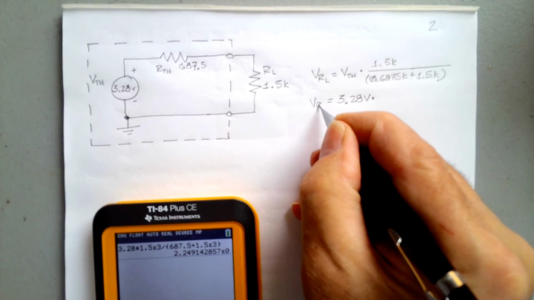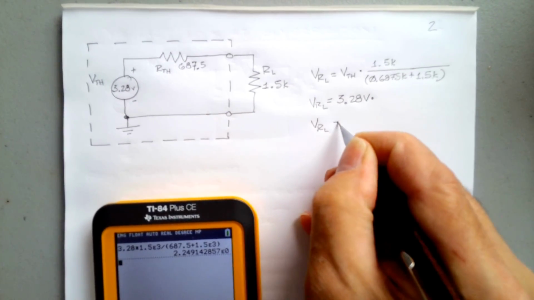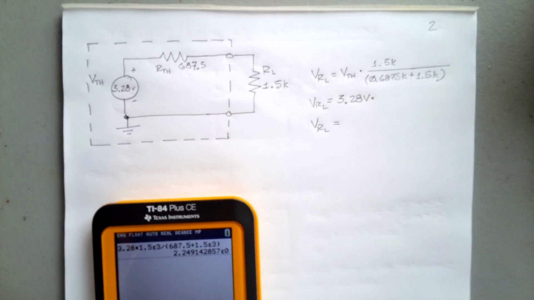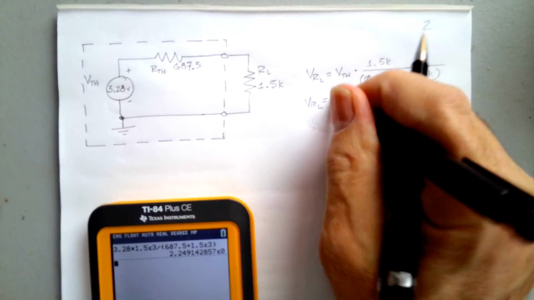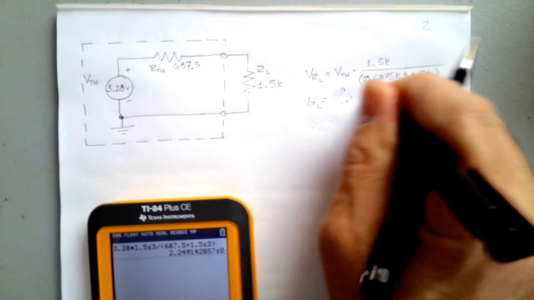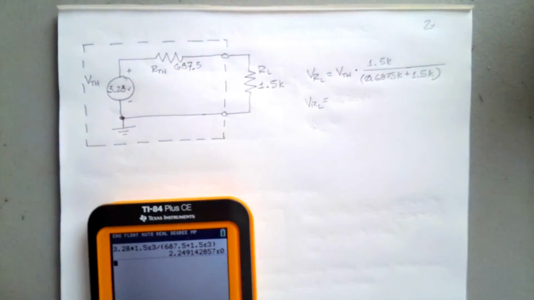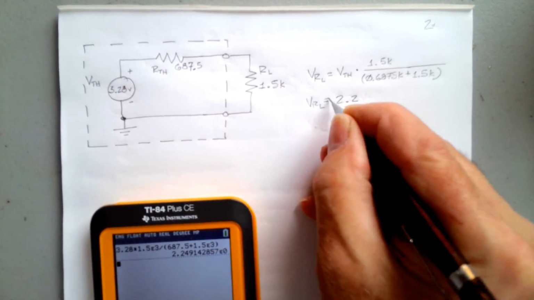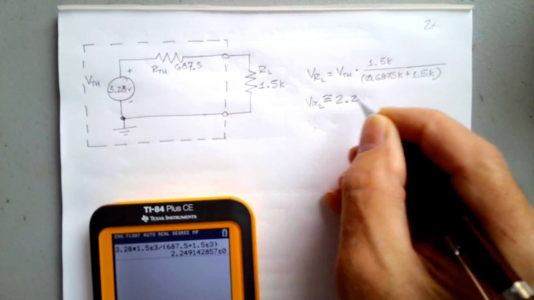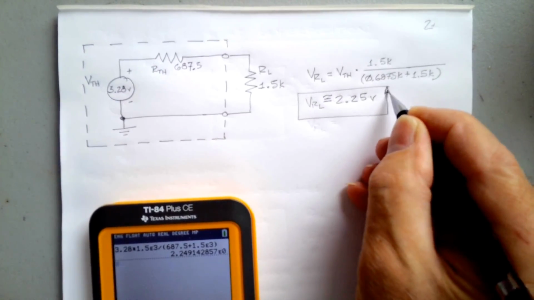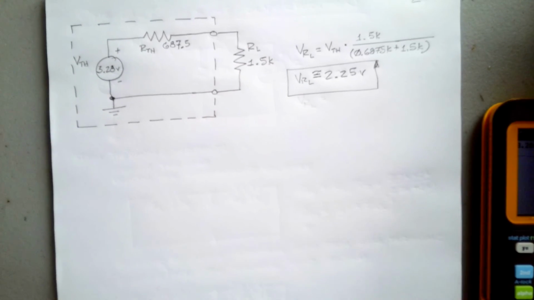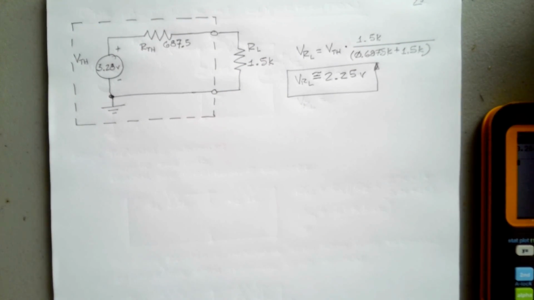So VRL, and actually, why don't we just use this line right here as our answer line. So we get approximately 2.25 volts. Okay, great. We didn't use anything but what we've learned. We used Thevenin's theorem.